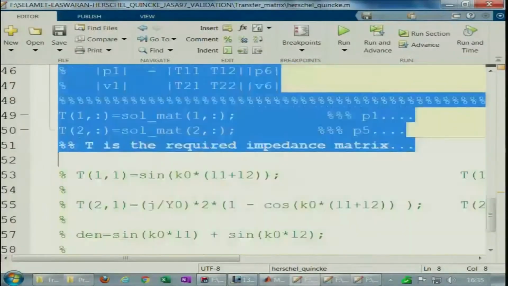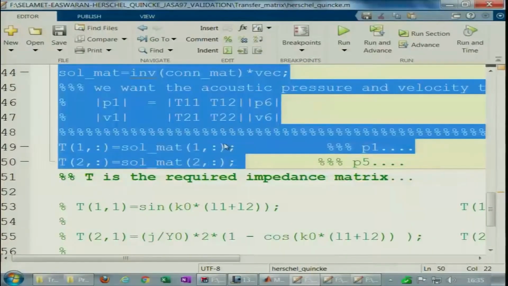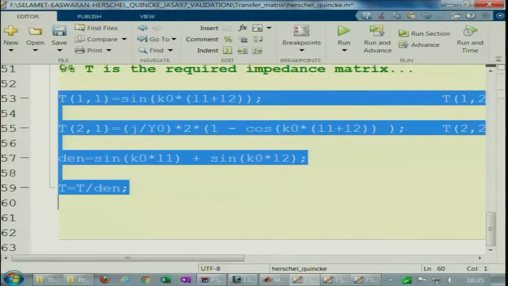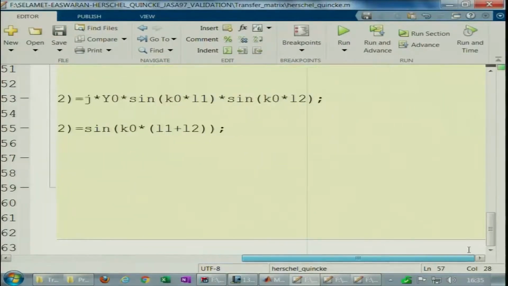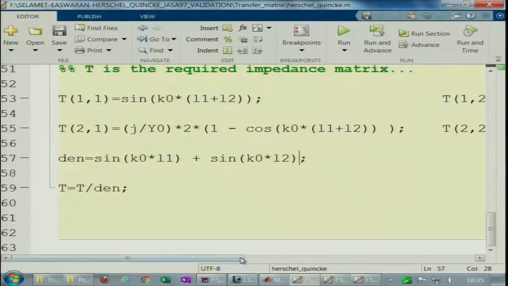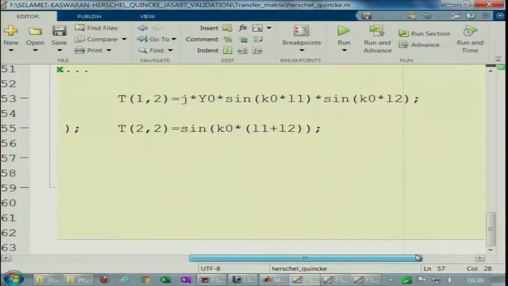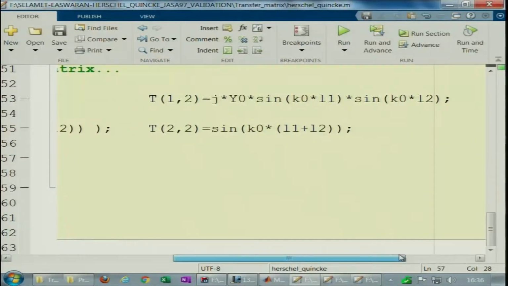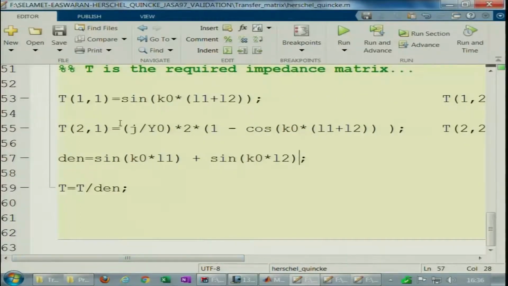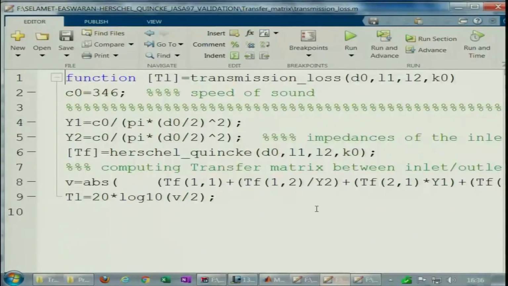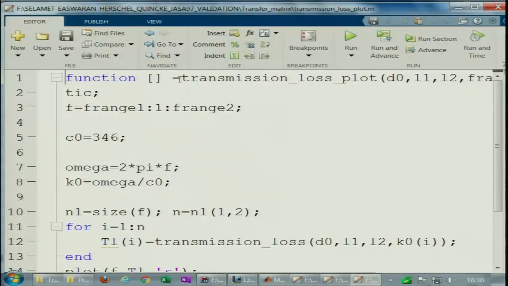What I am going to do is just comment out the entire thing here, and just use the analytical expressions, the ones that we derived in Maple, with the help of Maple and some simplification. So, these are nothing but sine of K naught (L1 plus L2) for your T11 parameter, this is J Y naught times sine of S1 S2, and this is again S1 sine of K naught (L1 plus L2), the simplified expression, and the denominator is this one. So, we divide the entire matrix by this. Once we get this, this particular function is invoked by the transmission loss function, which is invoked by the transmission loss plot.